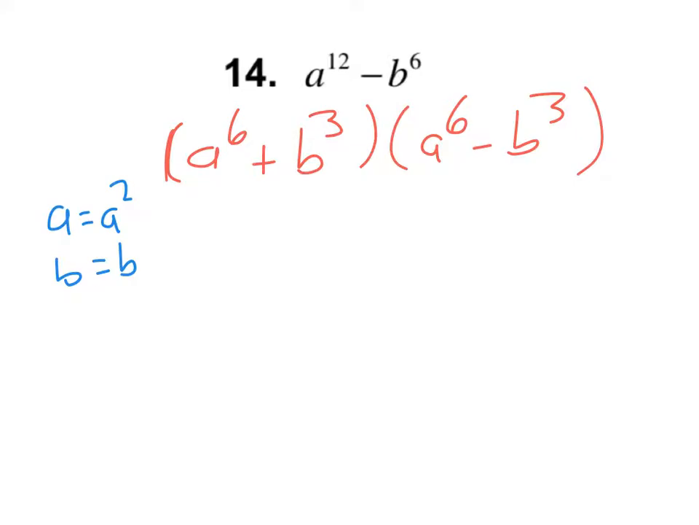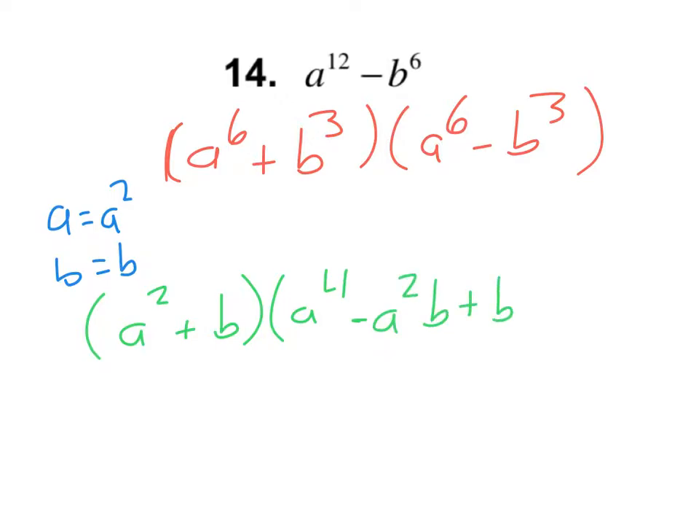But think back to your formula. You're just going to plug in a squared everywhere there was an a. Okay, so when I do that, that gives me a plus b times a squared. So that's a squared squared, which is a to the 4th, minus ab. So that's a squared b plus b squared, which is b squared.